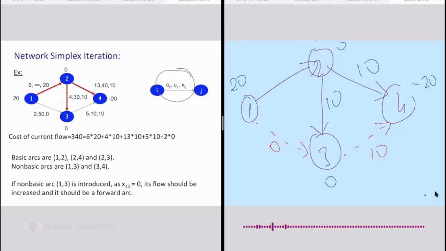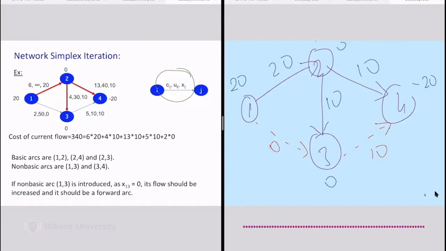Now I'm ready for node 2. 20 is going out from node 2. So I have to have 20 coming in because 2 is neither a demand nor a supply node. And the last node is for the check. Node 1 is a supply of 20. It's sending that 20 over arc 1, 2. So yes, this is my basic solution.